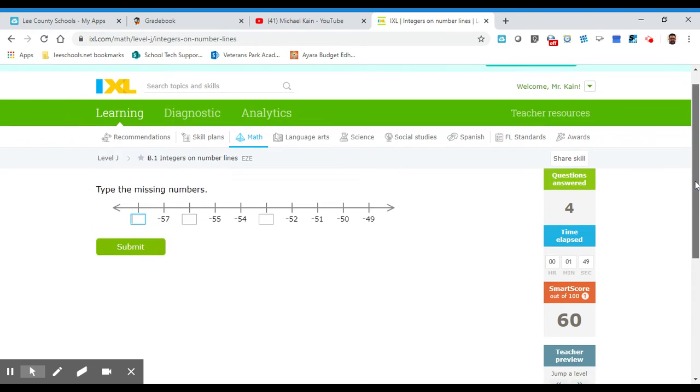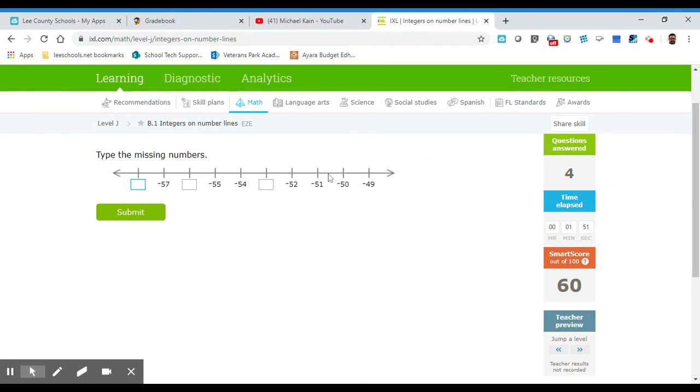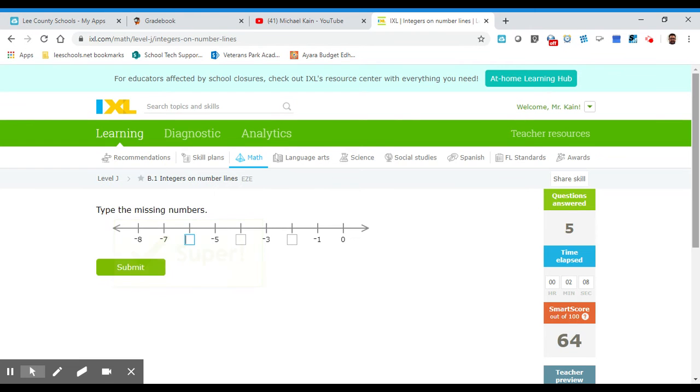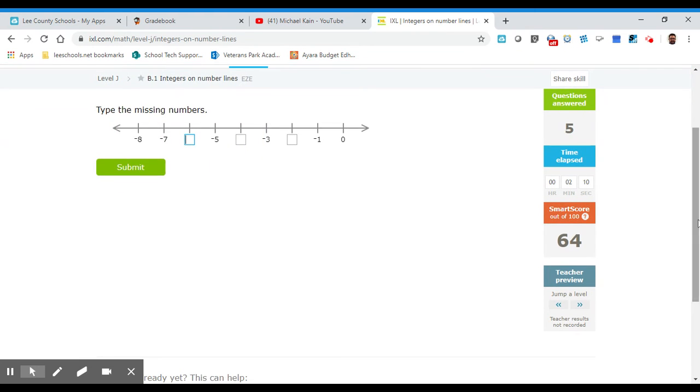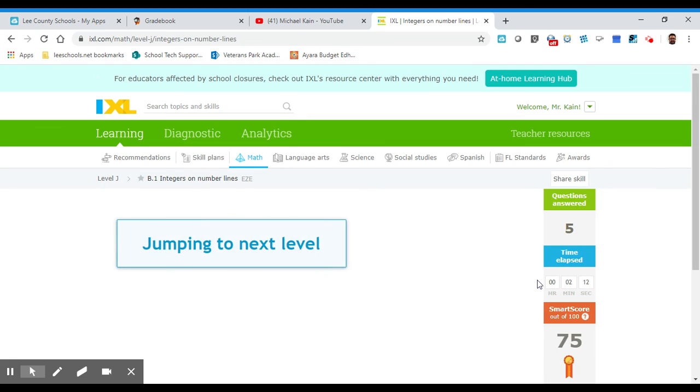Okay, now we have 3 we have to do. And again, we're still counting by ones. So negative 51, 52, negative 53, 54, 55, negative 56, and then negative 58, which comes after negative 57. Okay, let's jump up another level and see what we are working with here.